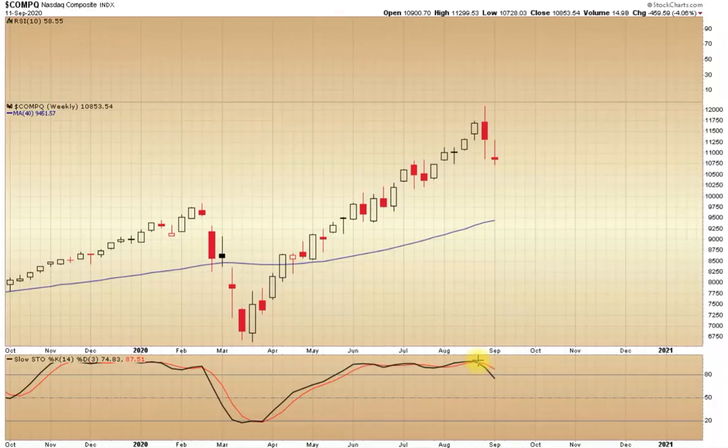And the weekly stochastics, as you can see here, have crossed over and turned down. I think it's not out of the question that we could get oversold on the weekly stochastics during an intermediate correction, and that would set the stage for the next leg up in the bull market, and maybe the next phase even ignites the final bubble phase in stocks.